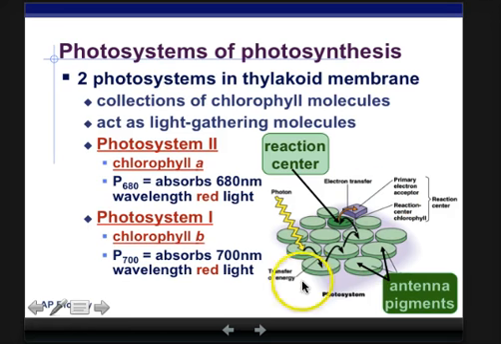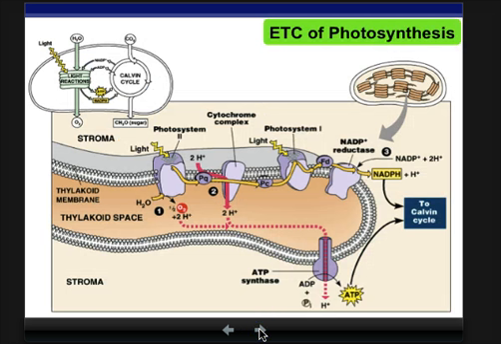Right, so let's get into that electron transport chain a little bit more here. Okay, so we're looking at that picture that we saw before, but we're kind of putting it into context with now what we know about pigments and photosystems. So we have two places where light comes in, the two photosystems, and photosynthesis is endergonic, so the electron transport chain is driven by light energy.